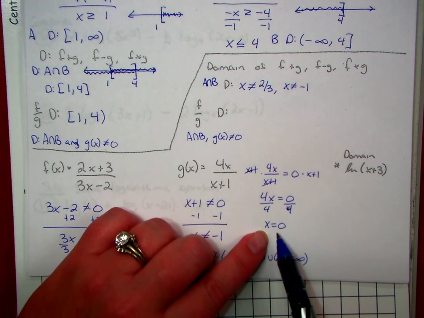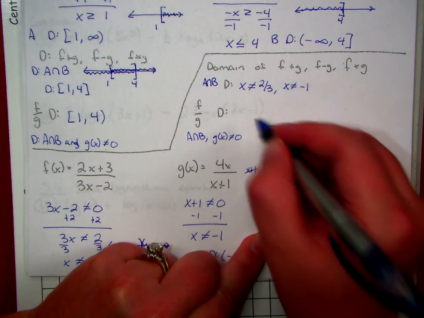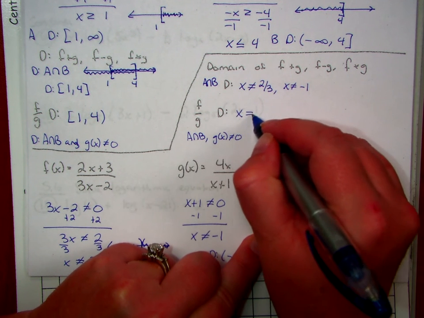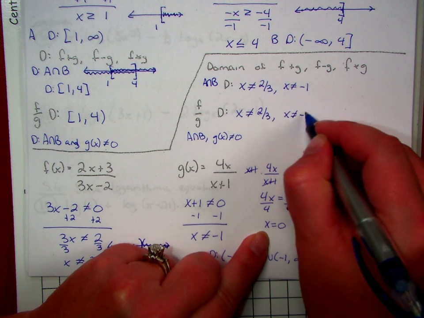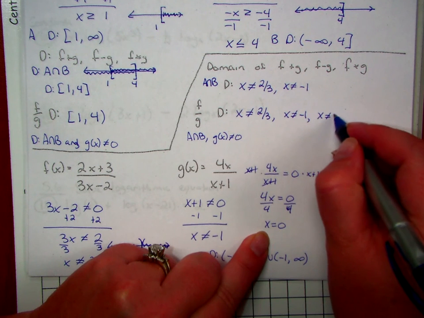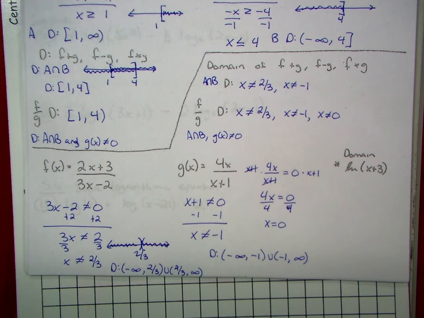So this just gives us another number to throw out of our domain. So we would just say x can't equal 2/3, x can't equal -1, and x can't equal 0. Okay? So finding domains, big concept.